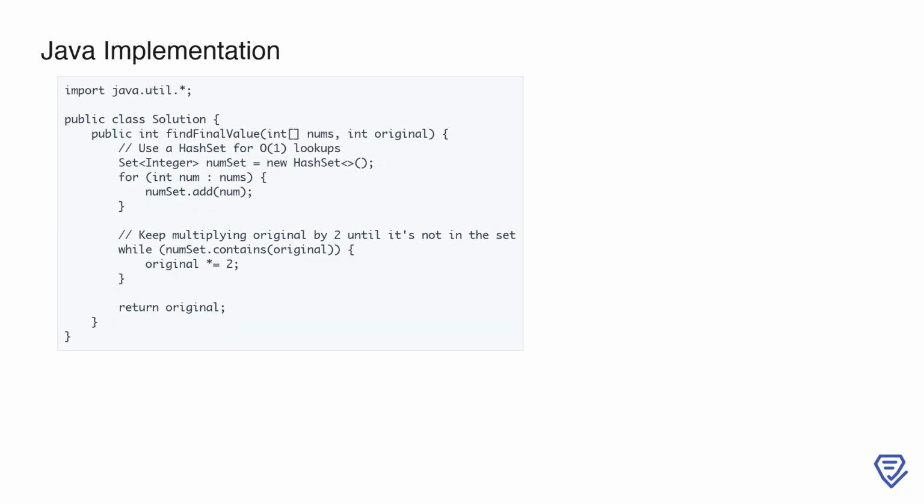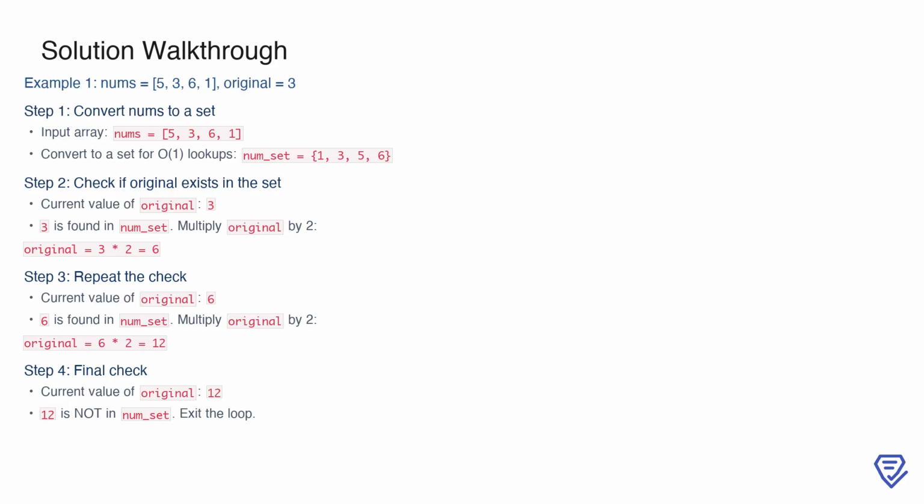This is the Java implementation of LeetCode problem number 2154, keep multiplying found values by 2. The solution mirrors the logic of the Python implementation. It uses a hash set for efficient O(1) lookups to determine if the current value exists in the array. The method iteratively multiplies the original value by 2 until it is no longer found in the set. Key differences include explicit type declarations in Java and the use of Java's hash set instead of Python's set for storing unique elements.